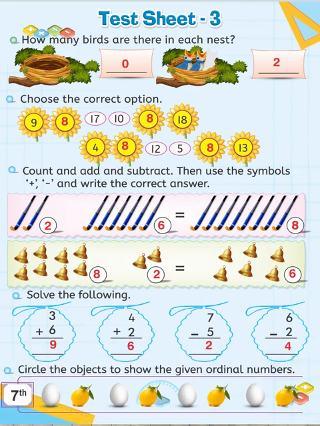Circle the object to show the given ordinal number. In this row, start counting ordinal numbers from left to right. Egg is the 7th object. Hence, circle the egg. That's great.